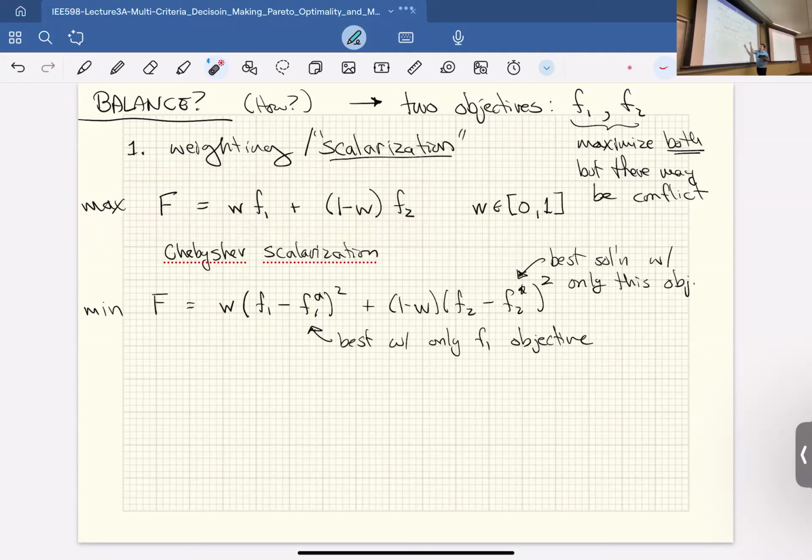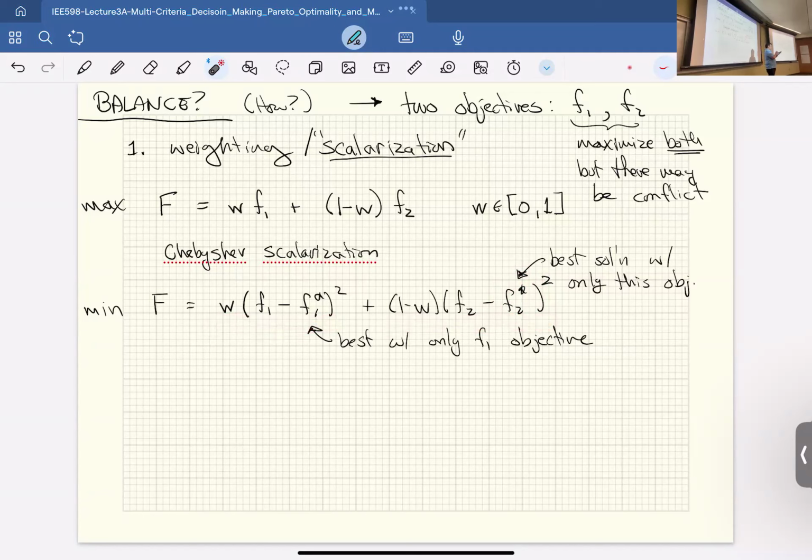An alternative to that, the so-called Chebyshev version here, is I say, well, if I was doing one on its own, I would know this is the best value of objective one. This is the best value of objective two. So I am going to minimize the distance to each one of those values. And I'm going to weight. So basically, I'm going to penalize how far I'm away from the best F1 and how far I'm away from the best F2, and then weight the penalties.